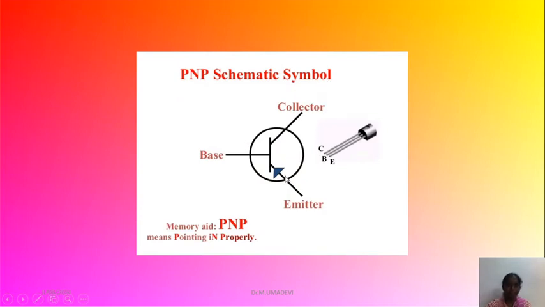Next one, PNP symbol. Again for the PNP symbol, the arrow mark should face inward. We can keep this in mind as pointing in properly. Perfect student, you can say. A perfect student is always sitting inside, so you can keep the arrow mark inside. This is for our remembrance. So for the NPN transistor, the arrow mark should face outward. For the PNP transistor, the arrow mark should face inward. Again collector, base, emitter.